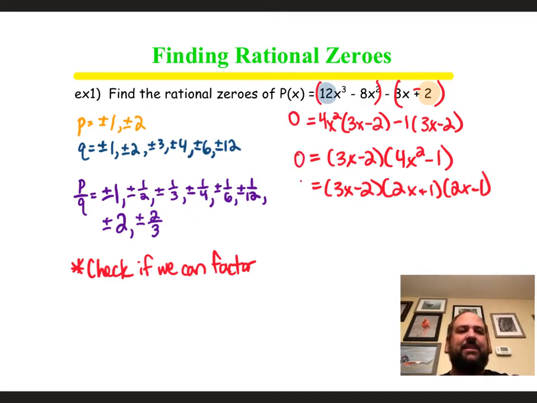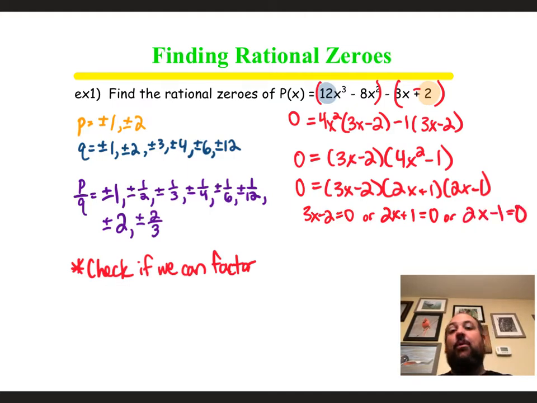So at this point, we now would say, all right, these are my binomials, so either 3x minus 2 equals 0, or 2x plus 1 equals 0, or 2x minus 1 equals 0. And we would then go through and solve each of those. So that would mean that x equals 2/3, or x equals negative 1/2, or x equals positive 1/2.